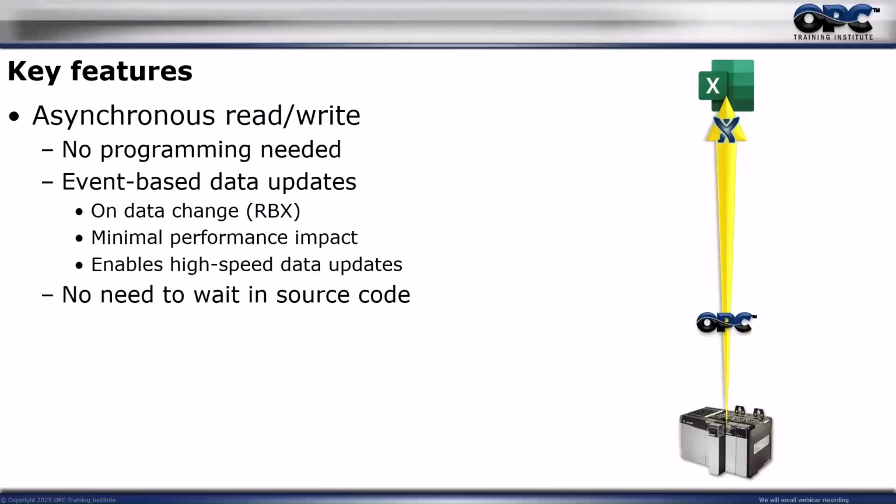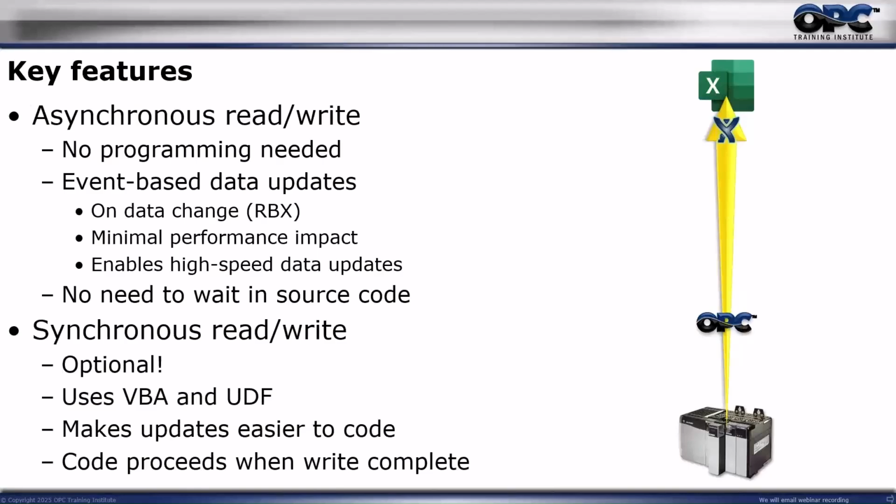And if you're using code to do this, for example VBA, you don't actually need to wait in the source code. You have the data immediately as soon as it changes. However, you can also do synchronous reads and writes. This is optional, so you don't have to do this. But sometimes if you're writing code, it's a little bit easier for programmers to use synchronous reading and synchronous writing to get their code working.